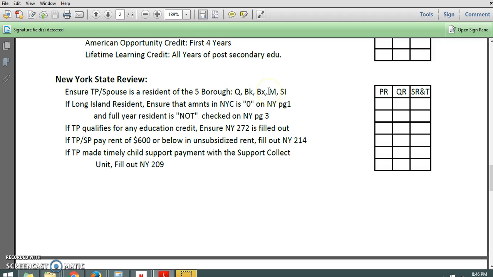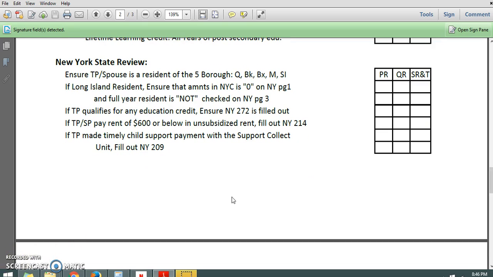Heading on to New York State, it's pretty simple. With this one, you just follow the instruction of what it says here. Just so you have an understanding, if you already are not aware, people who live in New York City, which are the five boroughs, Queens, Brooklyn, Bronx, Manhattan, or Staten Island, also have to pay New York City income taxes. People who don't live in New York City do not have to pay.